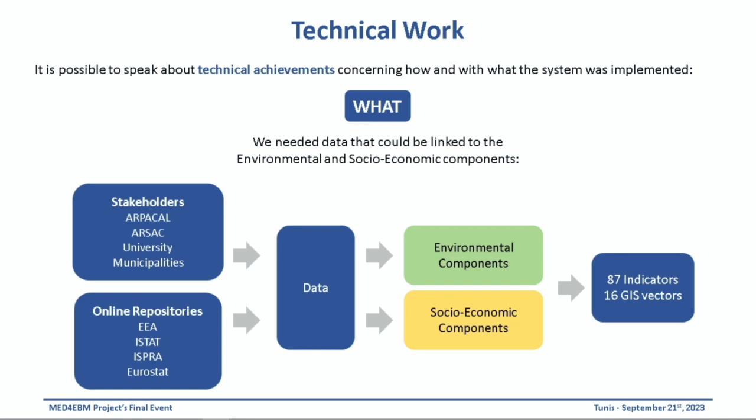And today, we have a system with 87 indicators, environmental and socioeconomic indicators, and that would also add official, because they are, let's say, suggested by the international rules, and they are supported by 16 GIS vectors.